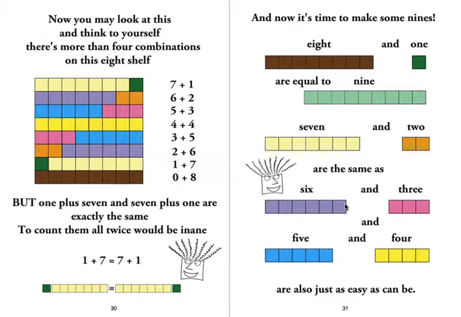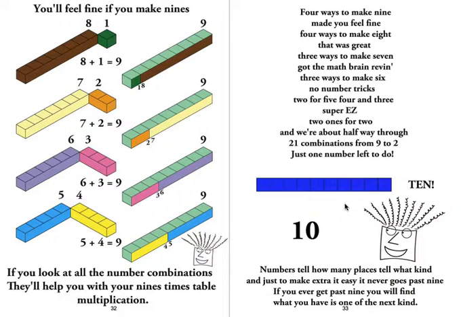Now it's time to make some 9s. 8 and 1 are equal to 9. 7 and 2 are the same as 6 and 3, and 5 and 4. Also just as easy as can be. You'll feel fine if you make 9s. 8 and 1, 7 and 2, 6 and 3, 5 and 4. Those are the only combinations.